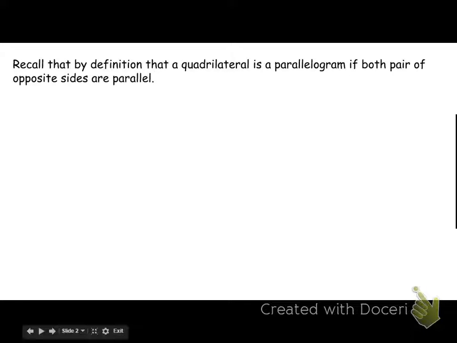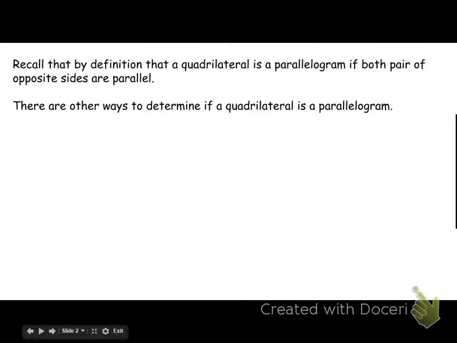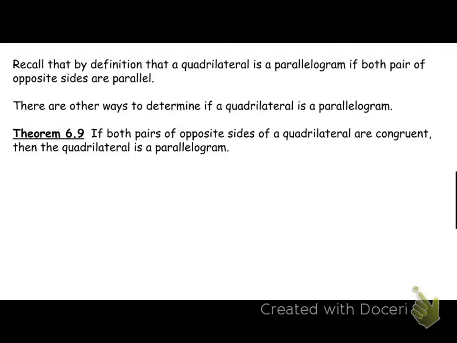As we said, a quadrilateral is a parallelogram if both pairs of opposite sides are parallel. That's the definition. Other ways to determine if a quadrilateral is a parallelogram: if both pairs of opposite sides of a quadrilateral are congruent, then the quadrilateral is a parallelogram. It's a theorem.